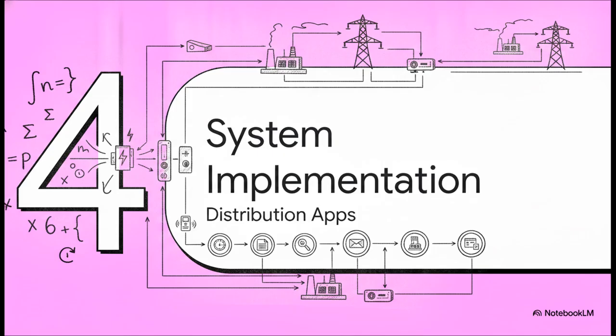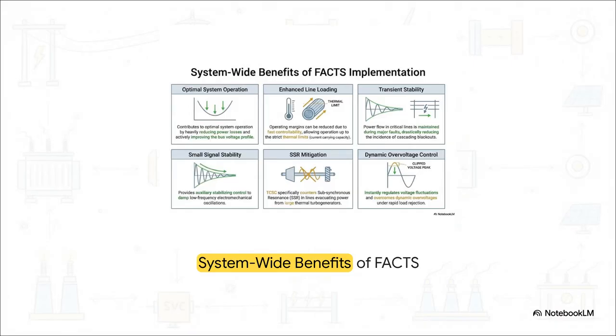Which brings us to Part 4, System Implementation and Distribution Applications. We're in the final stage of our lecture, mapping these rigorous mathematical concepts to system-wide physical implementations and distribution-level devices. Announcing Slide 14, let's systematically review all 6 benefit panels for FACS implementation, reading the text exactly as presented.